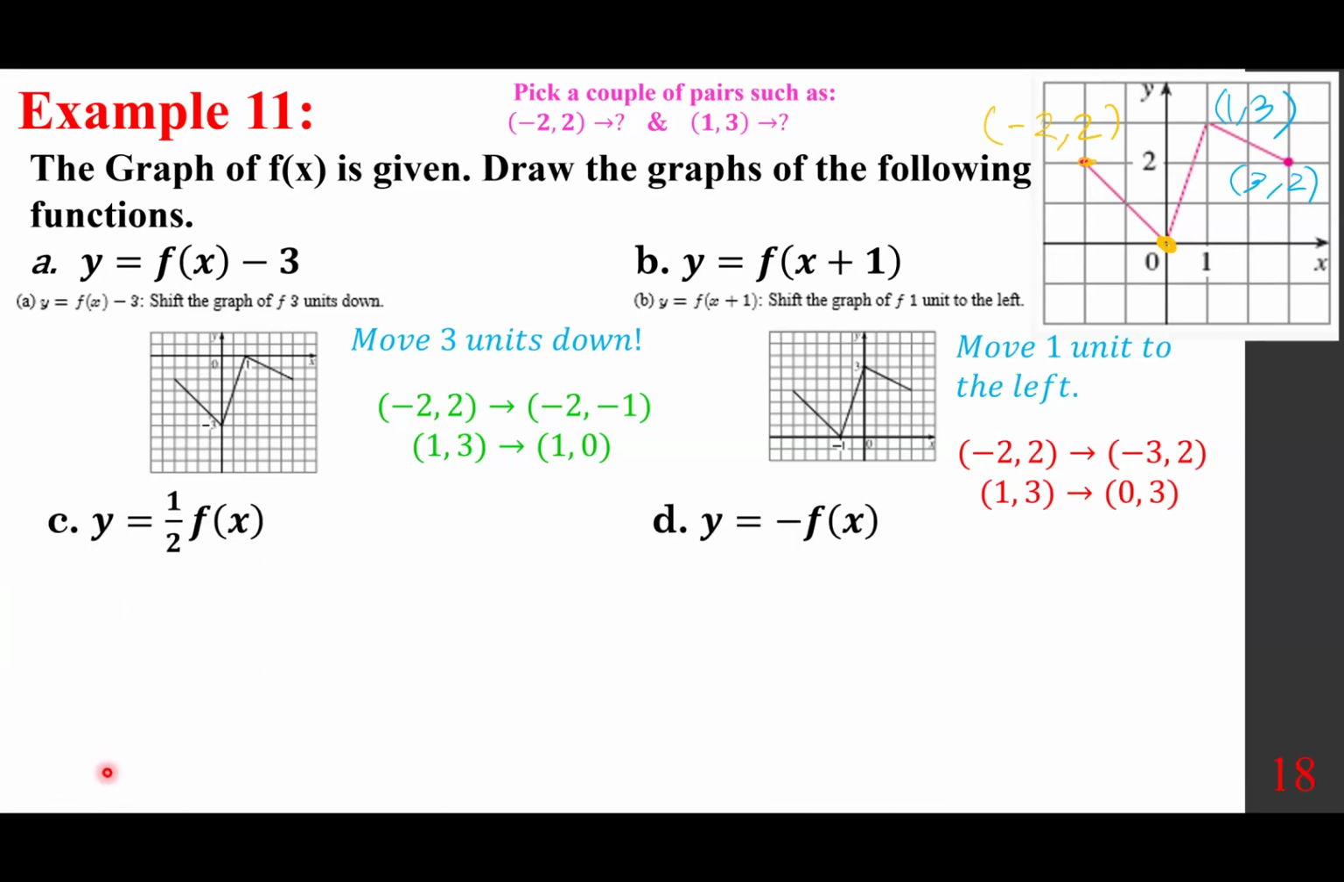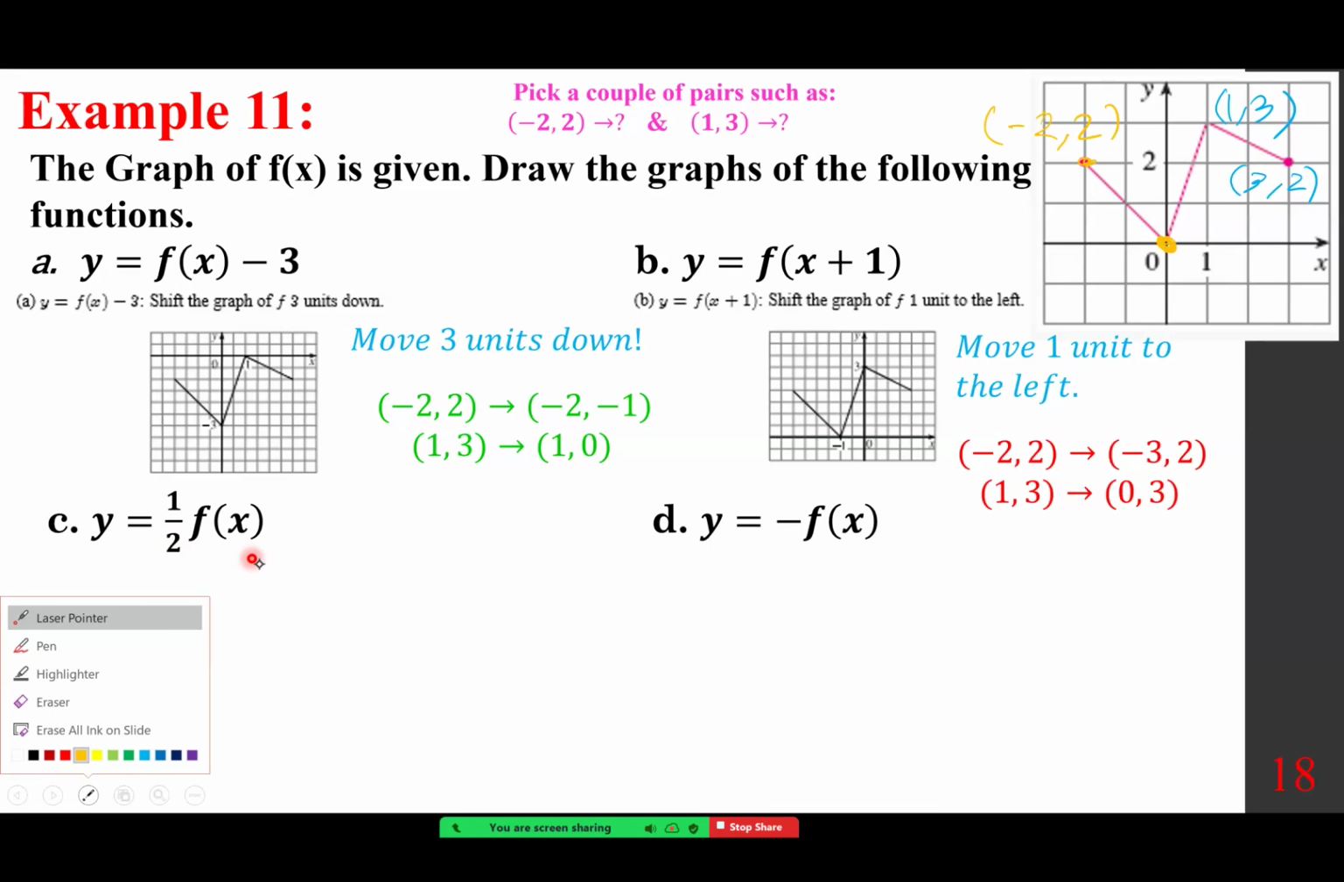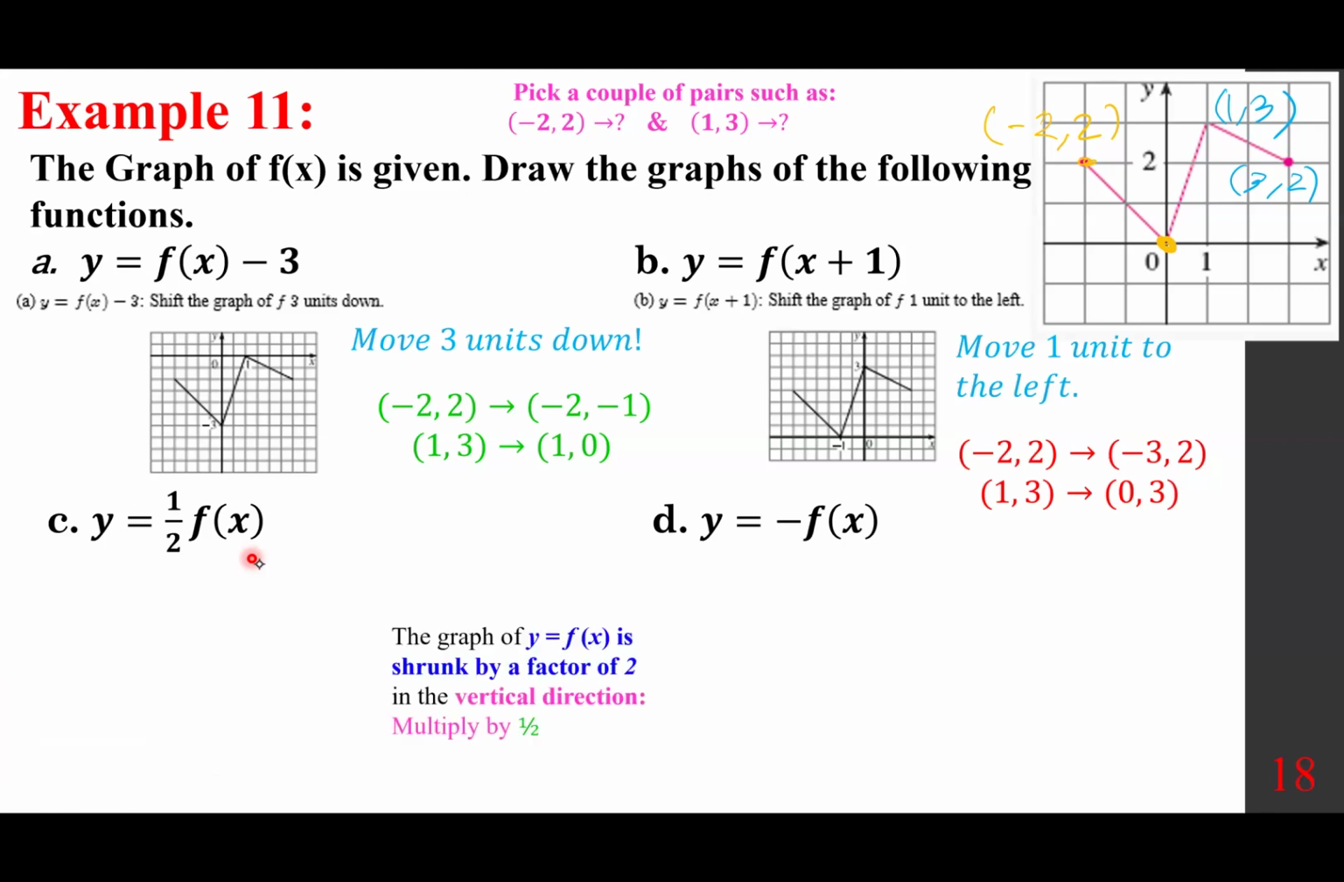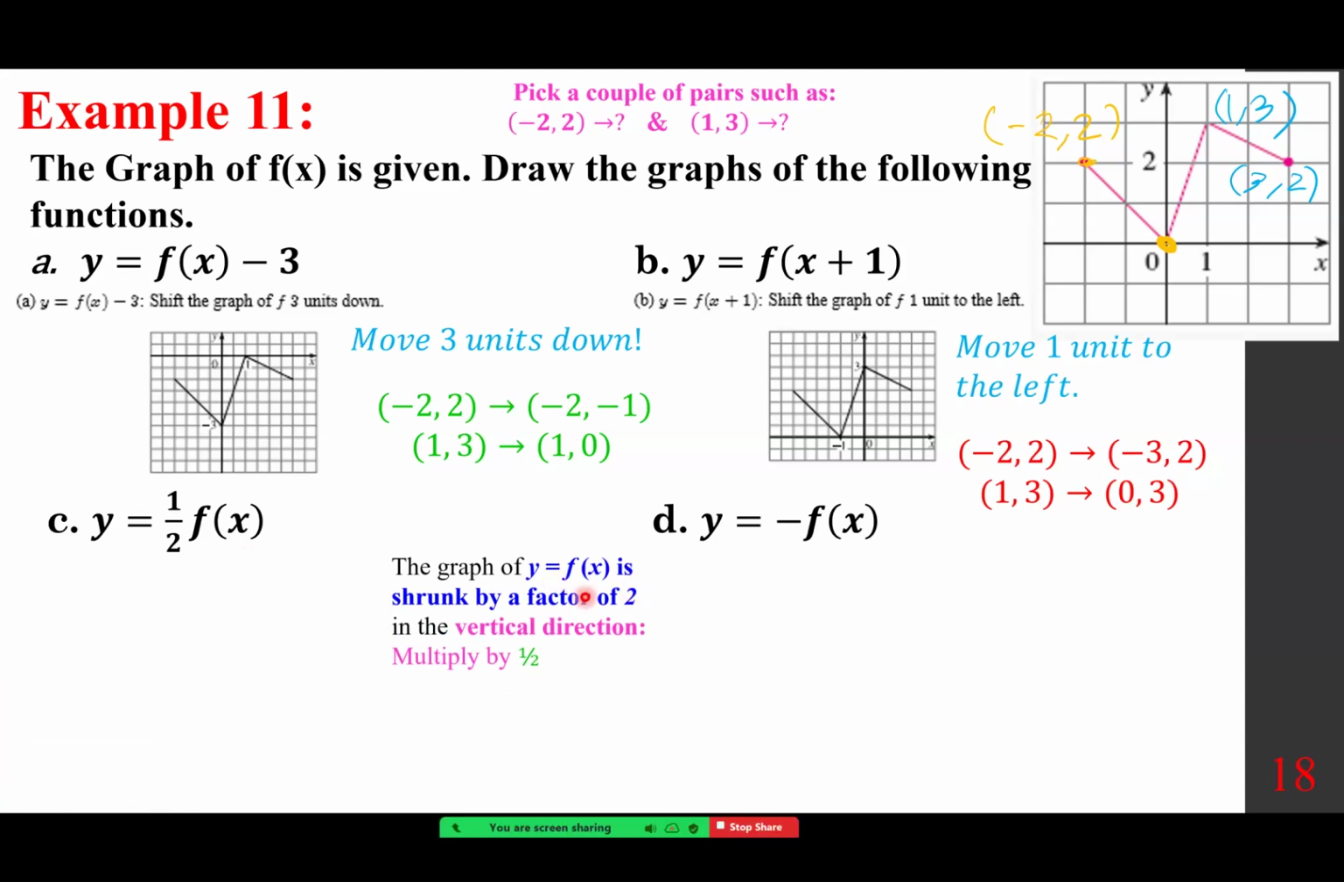How about y equals half of f of x? So what we are doing is the shrinkage, okay? The function y equals f of x is shrinking by a factor of 2, multiplying the y coordinate by 1/2 in essence. The graph of y equals f of x is shrunk by a factor of 2 in the vertical direction, multiplied by 1/2. Meaning, for example, this one, the x coordinate doesn't change. The y coordinate gets multiplied by this number. It's half of 2, so that becomes 1.